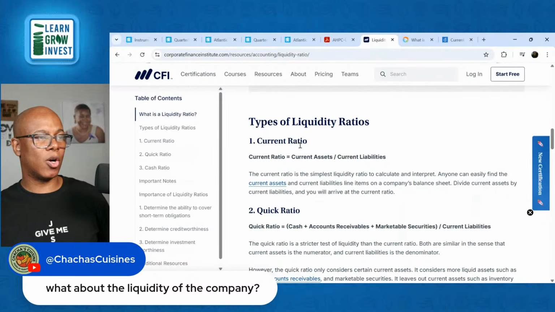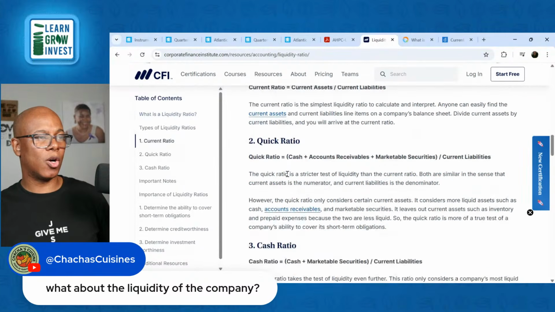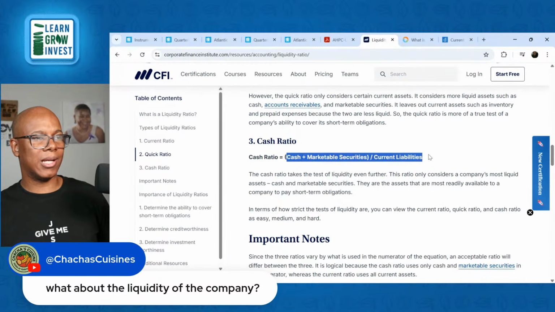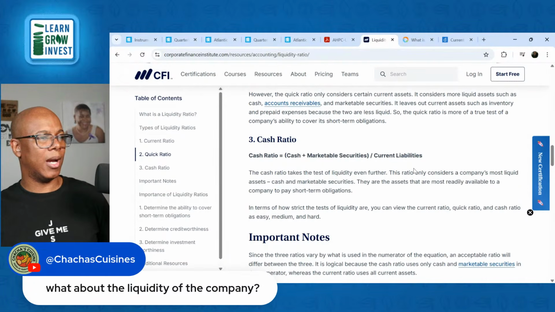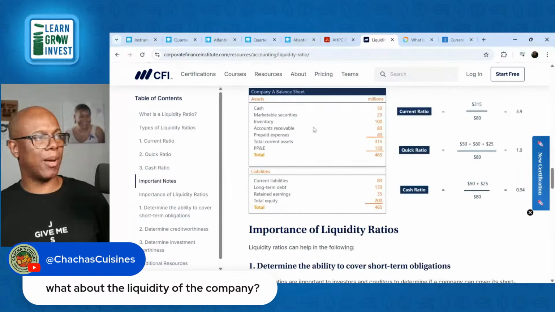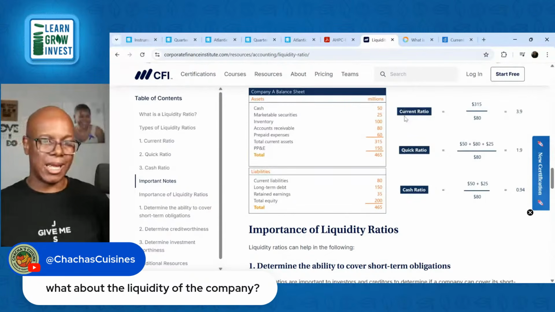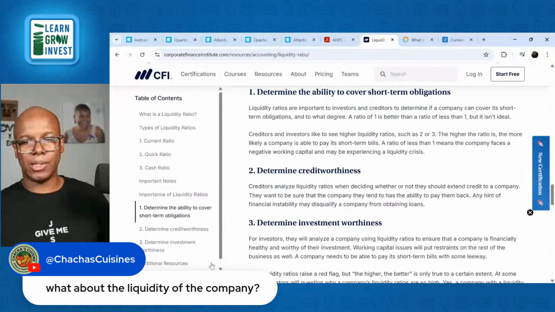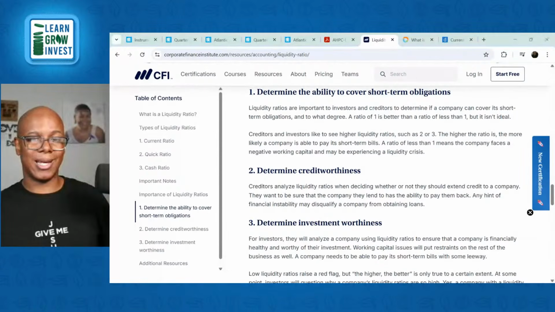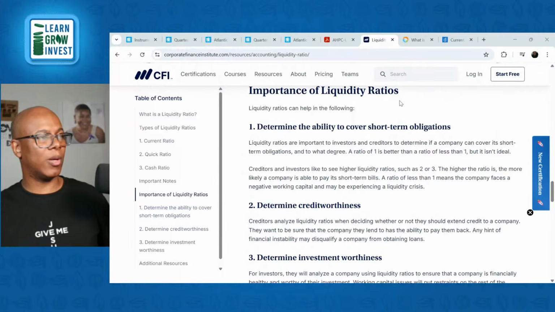So we did the current ratio already. You have quick ratio, you have cash ratio, and what it does, it shows you the ratio and how to calculate it. I think this is just a great site to work with. It shows you examples, shows you the numbers, etc. So I'll cover ratios in a separate video, but liquidity is going to be important to assess for the company for sure, right? And it says here, the importance of liquidity ratios to determine the ability to cover short-term obligations.